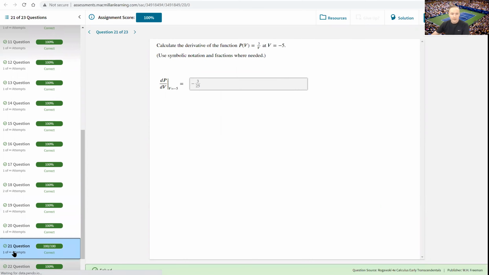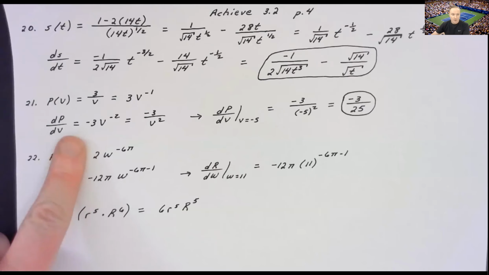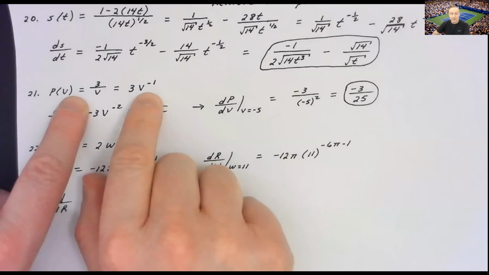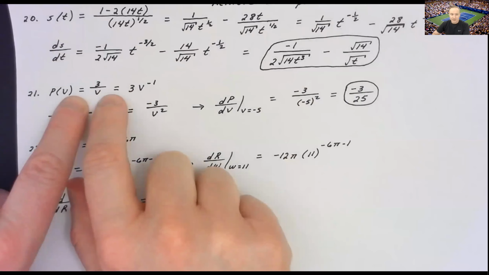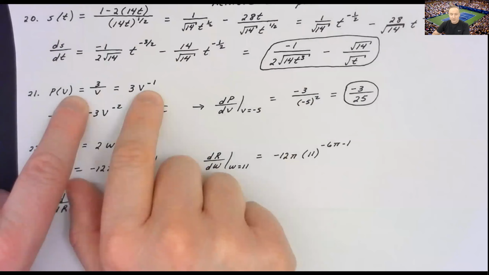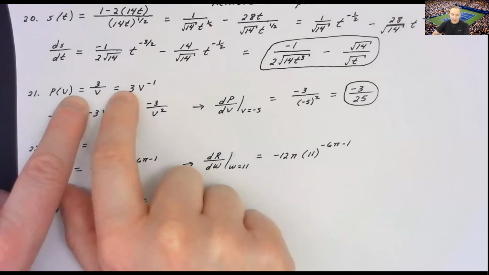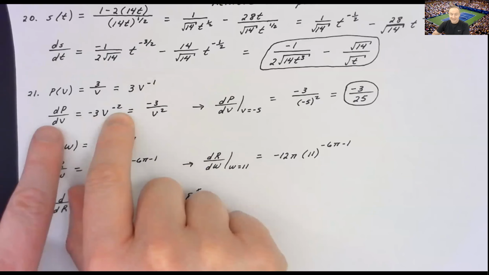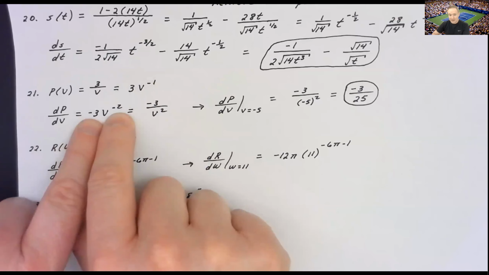For 21 here, it gave me a function p of v, and it said if p of v is equal to 3 over v, and we're trying to evaluate dp dv such that v is equal to -5. Okay, that's no problem. But before I can say it's no problem, please note I did have to rewrite the original. I can't just say 3 over v. It's going to be 3v to the -1. Now the power rule says bring that -1 down, multiply it, then that v is going to be to the -2 power. So I can say dp dv is -3v to the -2.